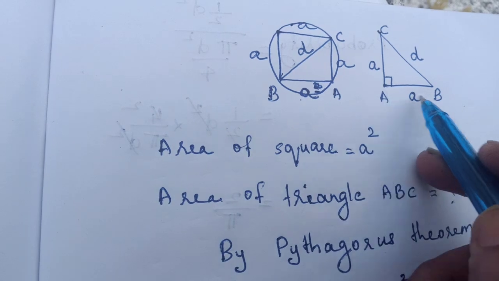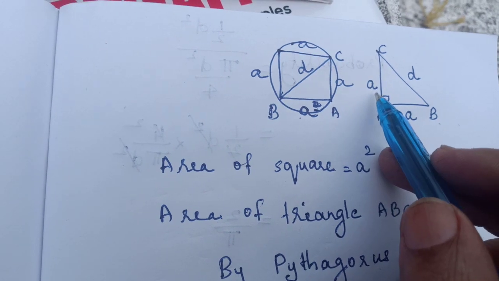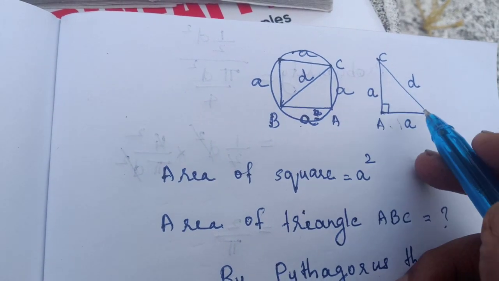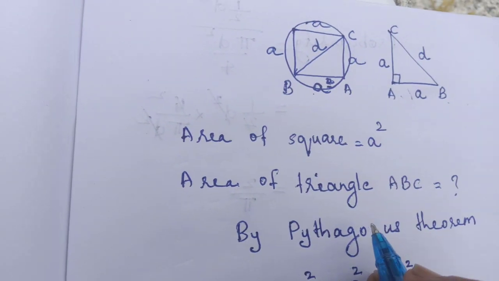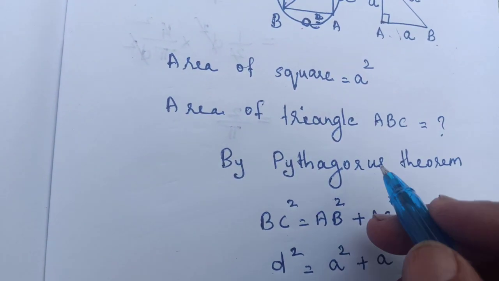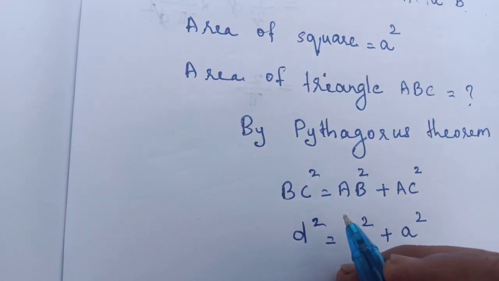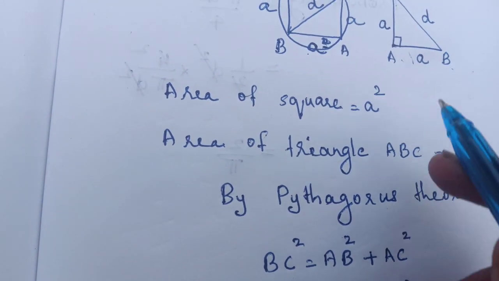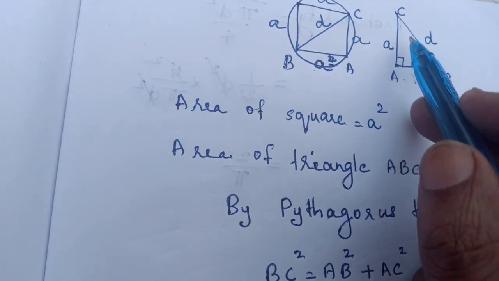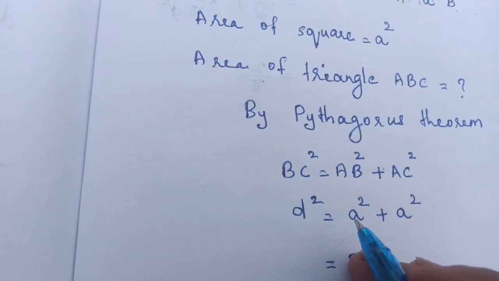Then we draw one triangle separately with sides A, B, C, with base A, height A, and hypotenuse D. Using these values and the Pythagoras theorem, BC square, that is the hypotenuse squared, equals AB square plus AC square.